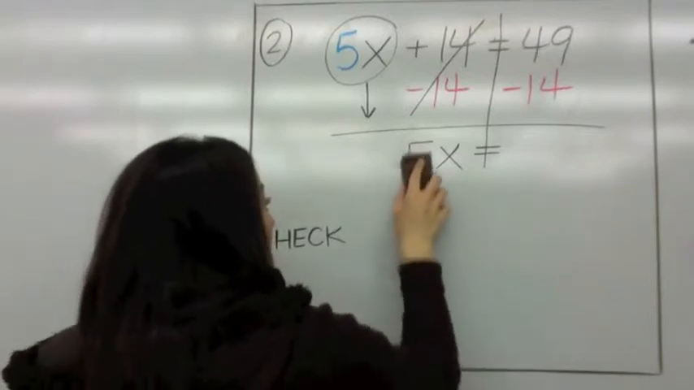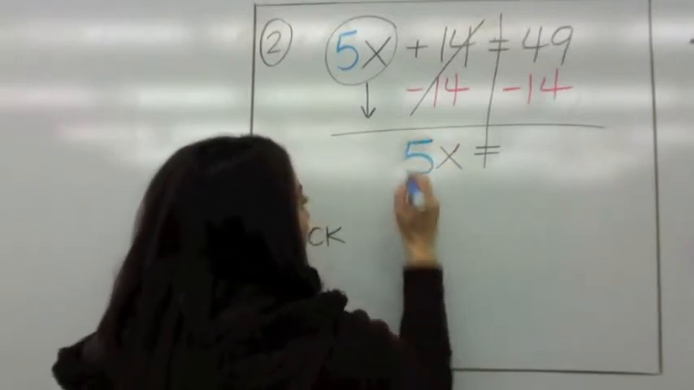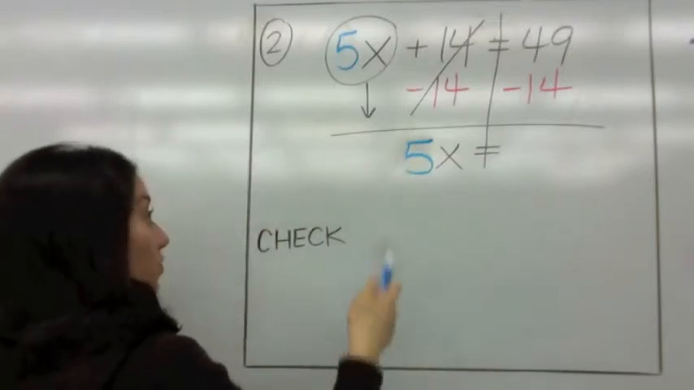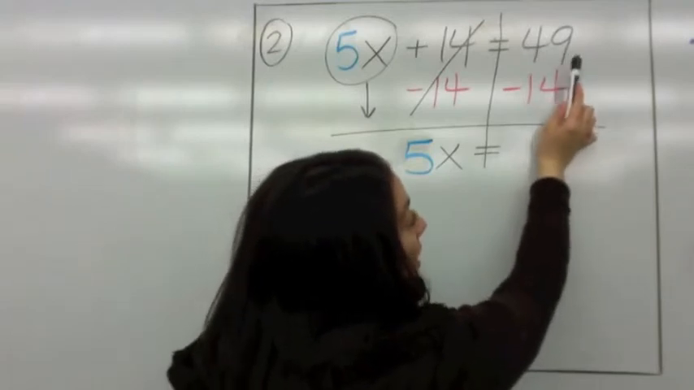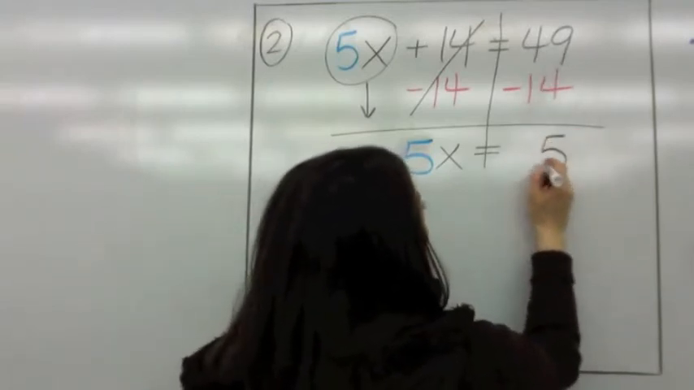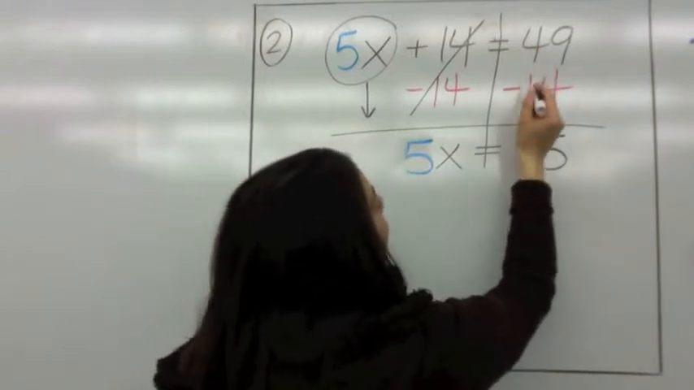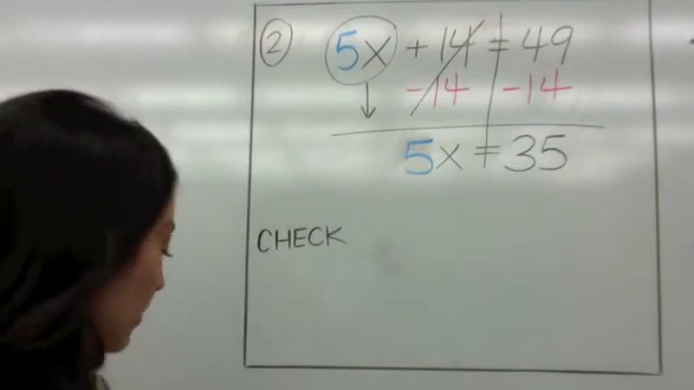And we're going to make 5 blue, because that is the coefficient. So now 5x equals 49 take away 14. So we have two-digit subtraction. 9 take away 4: 9, 8, 7, 6, 5. And then 4 minus 1 is 3. So now we have 5x equals 35.